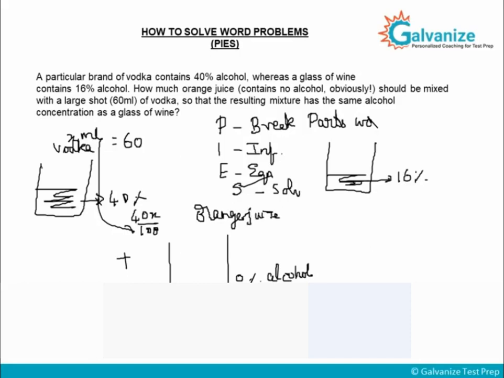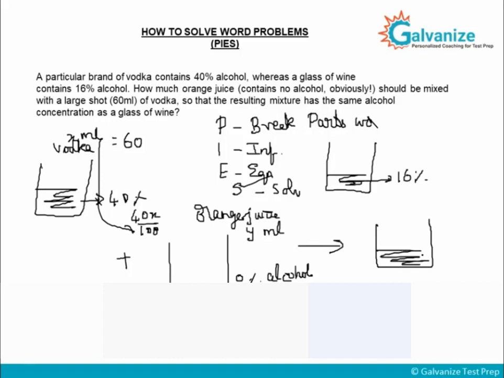This is a mixtures and alligations problem, a very common problem in all the competitive exams. How much orange juice? Let me call this Y ml of orange juice that has to be added to 60 ml of vodka, so that the resulting mixture of vodka and orange juice has the same alcohol concentration as a glass of wine.